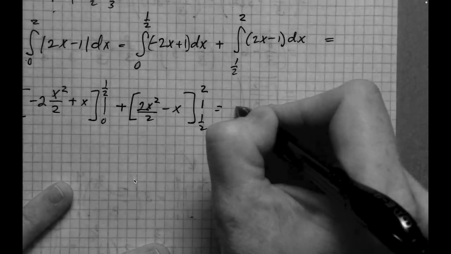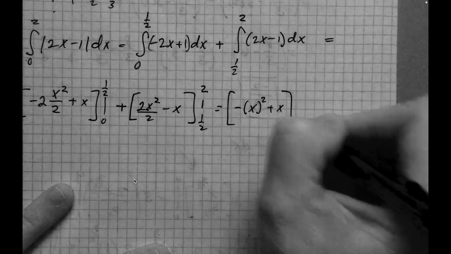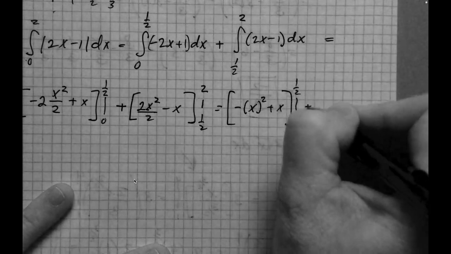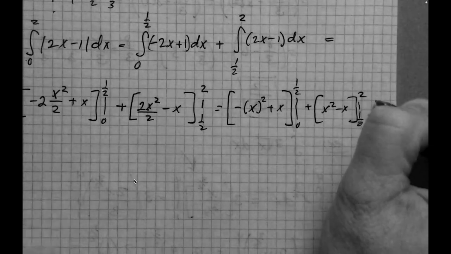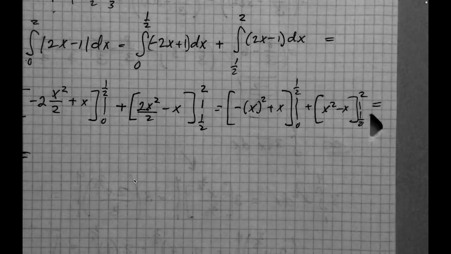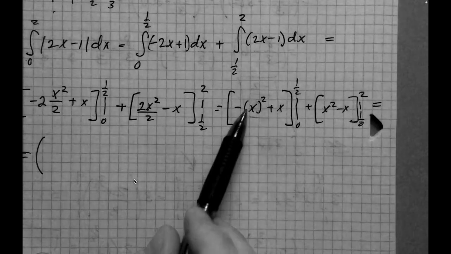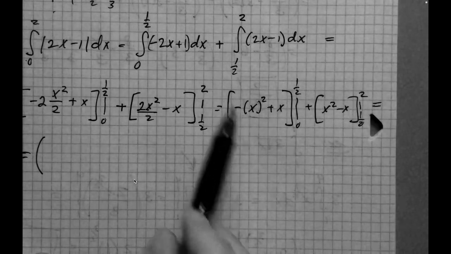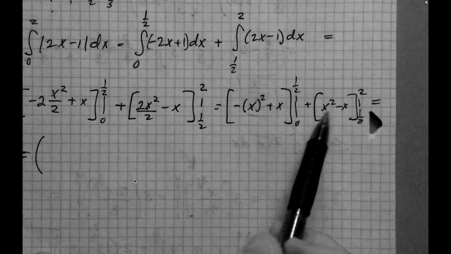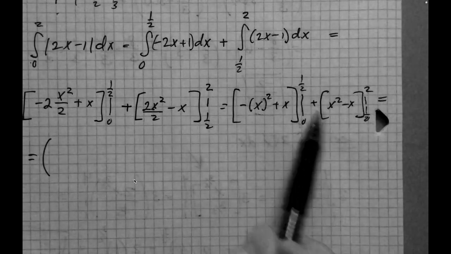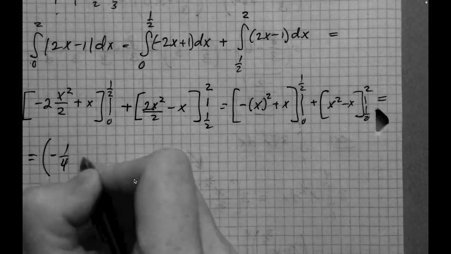Let's clean it up a little bit before we do the actual plugging in here. Okay, like so. And let's see here. We've got to be careful to make sure we follow what we're doing. We're going to figure this out at 1/2, and we're going to subtract from that the same thing at 0, and then we're going to add to that the same practice with this lower section here, this other section. So what do I have? I've got negative 1/4 plus 1/2.